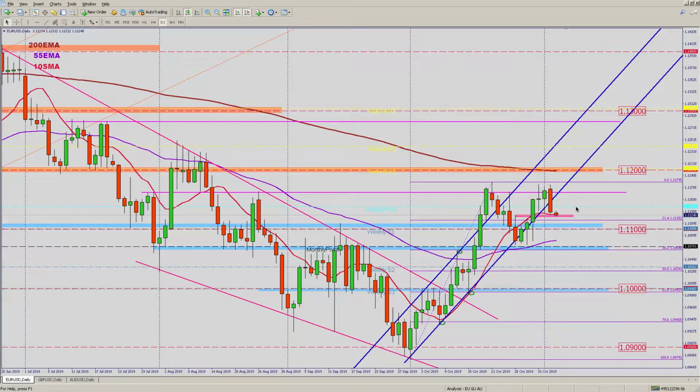The weekly pivot for this week is at 111.38, and it's already dipped below that, coming down towards the 21 fib retracement area at 111.15 and heading down towards the key 111.00 round figure area, where the weekly S1 also sits.